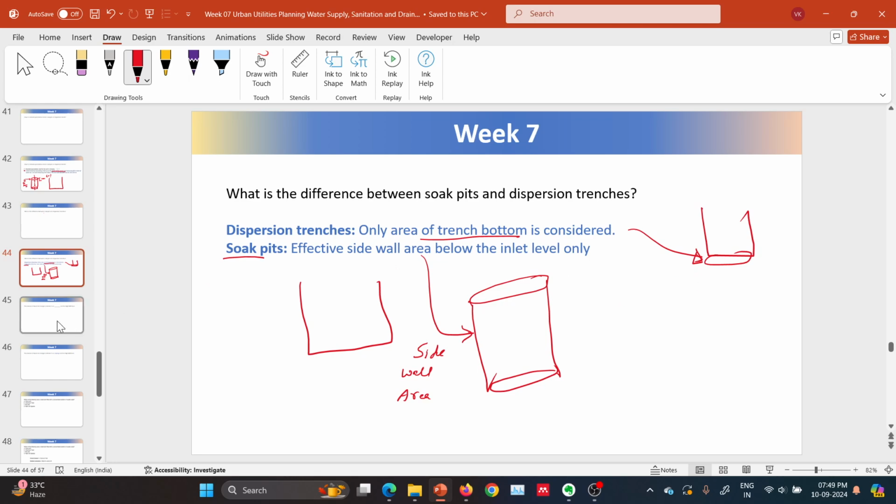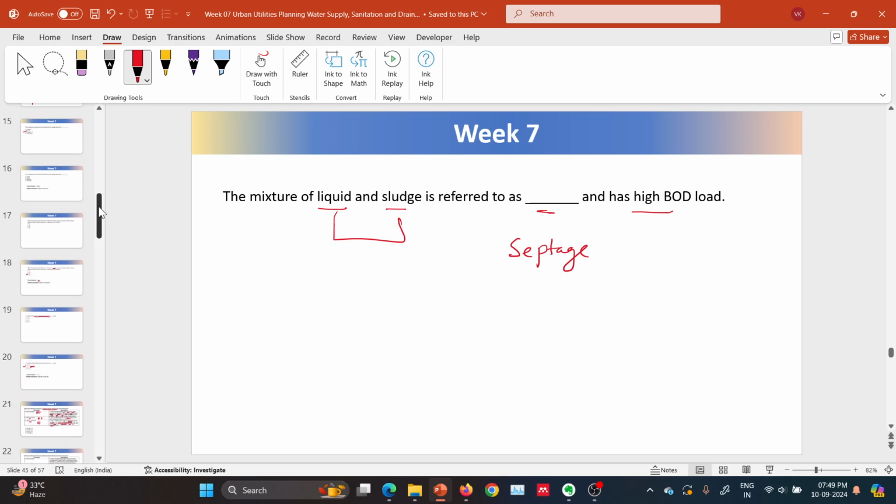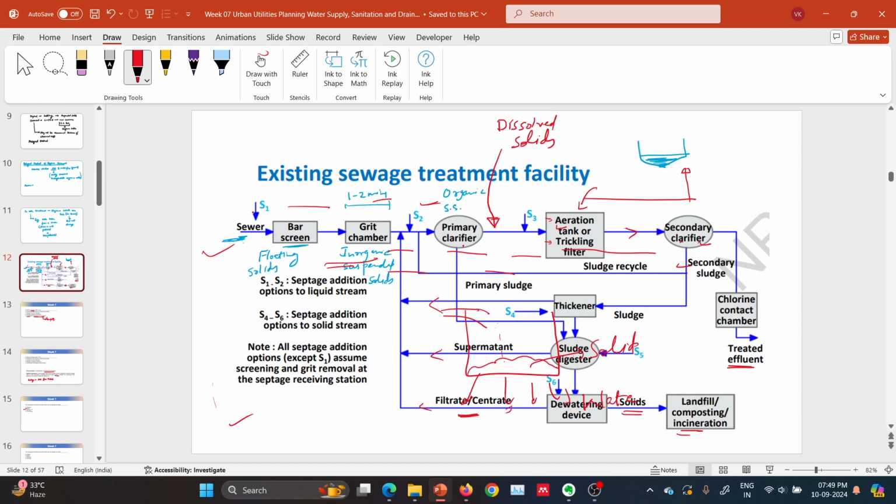Bottom area. The mixture of liquid and sludge is referred to as septage and has high BOD load. In the previous slides, this septage is being added at different locations S1, S2, S3, S4, S6.